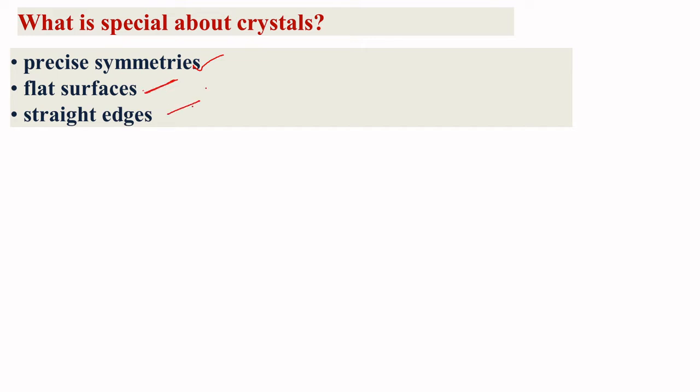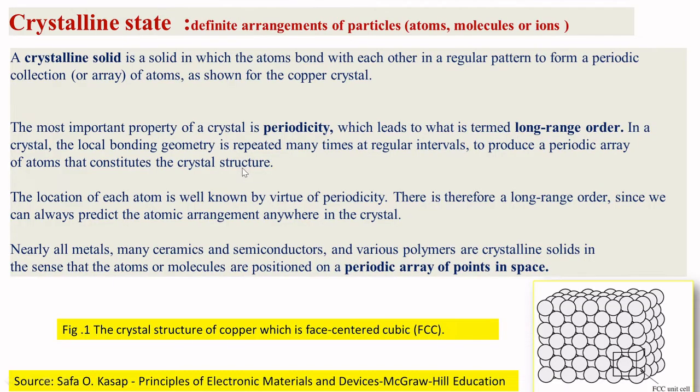Have straight edges. These are the three unique points about a crystal. When you say, what do you mean by crystalline state? The crystalline is a solid in which the atoms are bound with each other in a regular pattern.